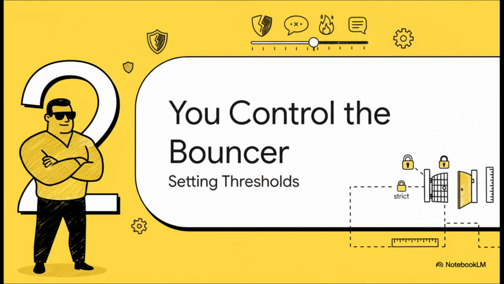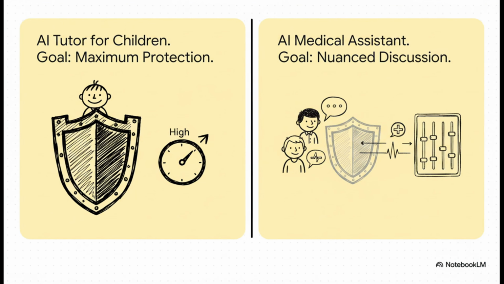But this is not a one-size-fits-all thing. And this is key. You are in complete control of how strict your bouncer is. You get to set the rules based on exactly what your application needs. These 2 examples here show you exactly why that control is so important. I mean, if you're building an AI tutor for kids, your goal is maximum protection, right? So you're going to crank that sensitivity way up to high, telling the system to err on the side of caution. But for an AI medical assistant, well, that's different. You need it to handle sensitive topics. So you might lower the sensitivity for some categories to allow for those necessary professional conversations about health.